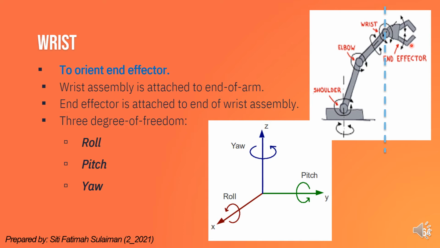Three degrees of freedom of a robot wrist refers to the three axes the wrist can perform, which are roll, pitch, and yaw. Roll movement is also known as the x-axis. Pitch movement is also known as the y-axis, and yaw movement refers to the z-axis. So the wrist has three degrees of freedom: roll, pitch, and yaw, the X, Y, and Z axis.